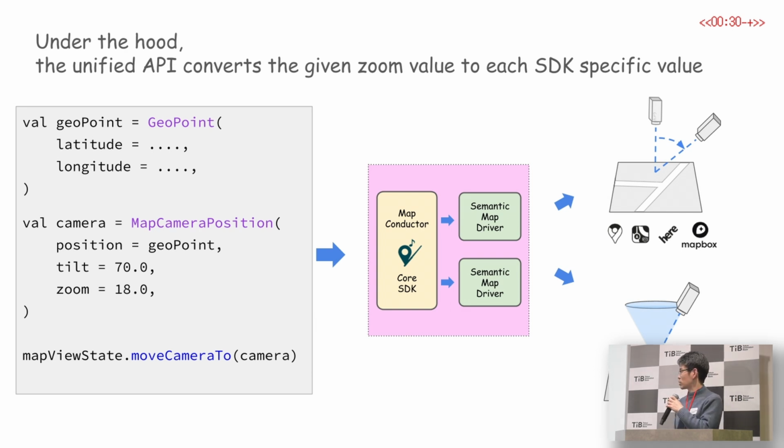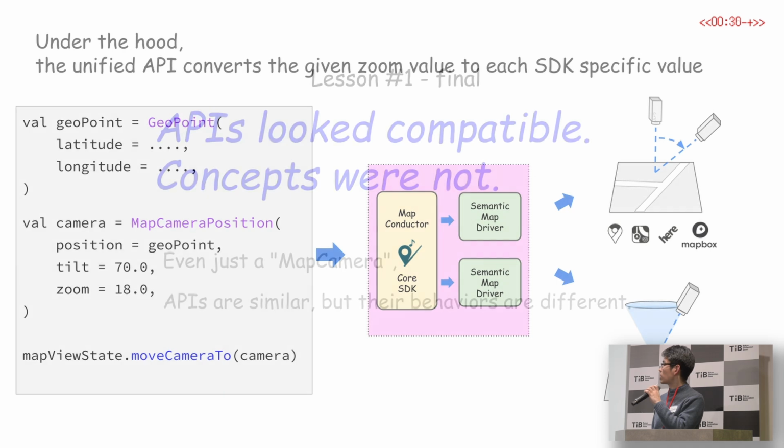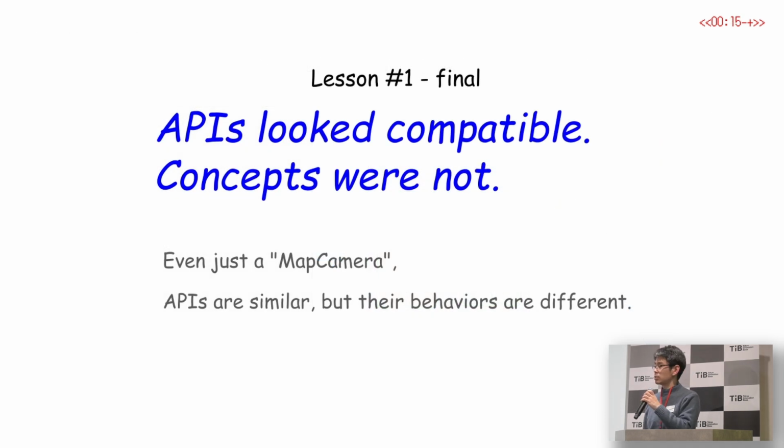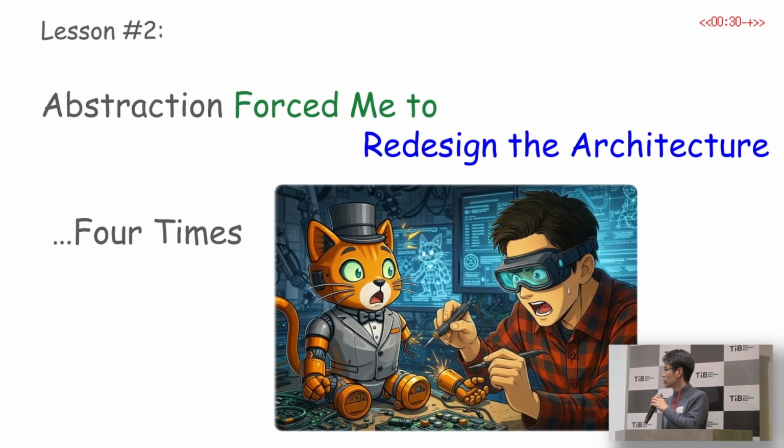I know, so you are not coming to the listening of the map SDK, but here next, so lesson number 1. Actually, the APIs look compatible, almost the same, but we are managing different concepts. So creating an API abstraction layer means managing the different concepts. I didn't know that before.